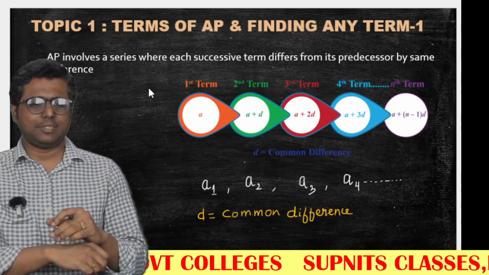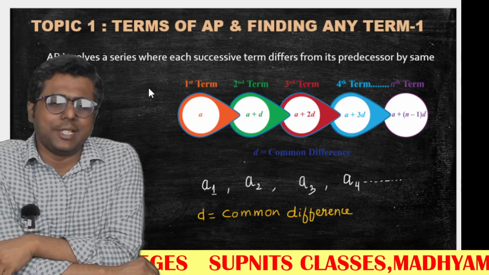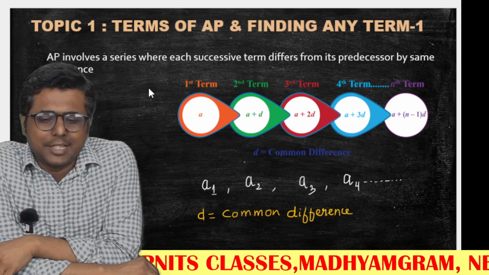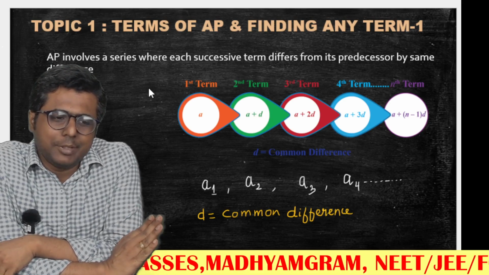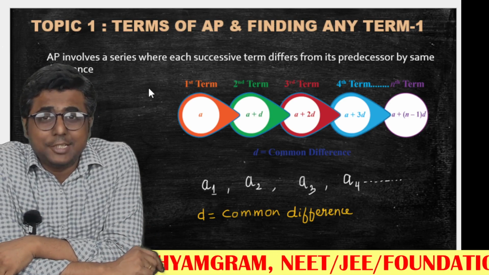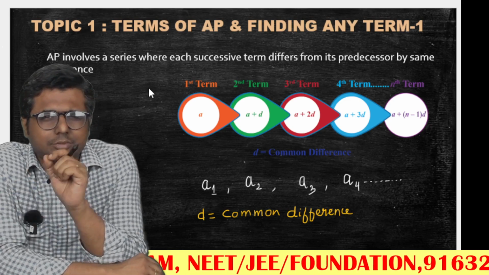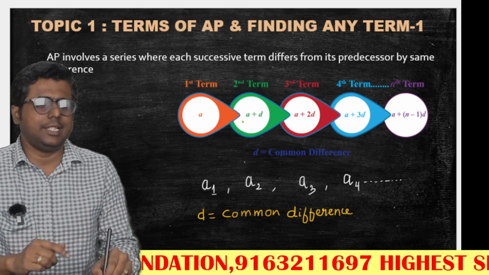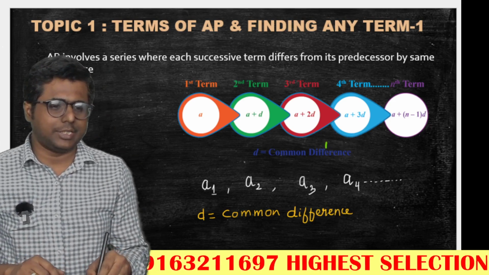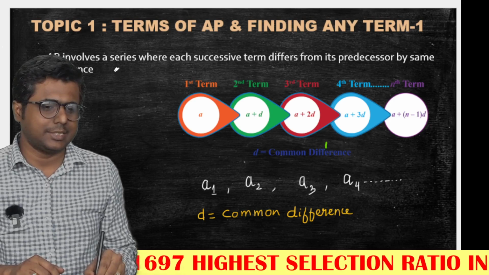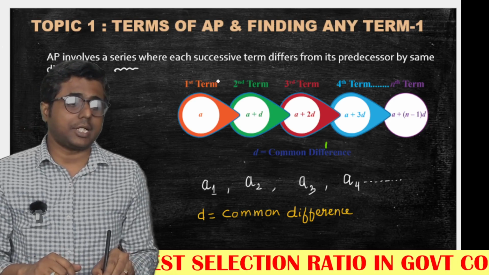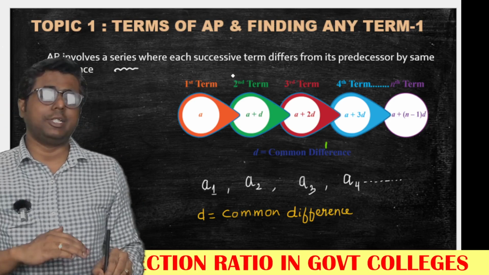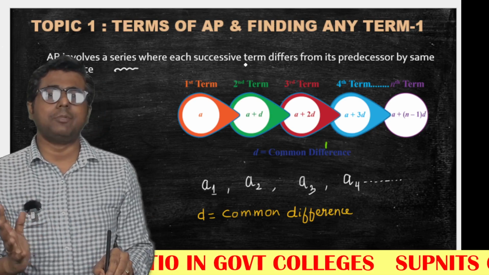So first of all, we have to understand what is AP. What is AP, guys? AP is arithmetic progression. So as you can see, we have to go into the definition, just one line definition. Arithmetic progression involves a series where each successive term differs from its predecessor by the same difference.